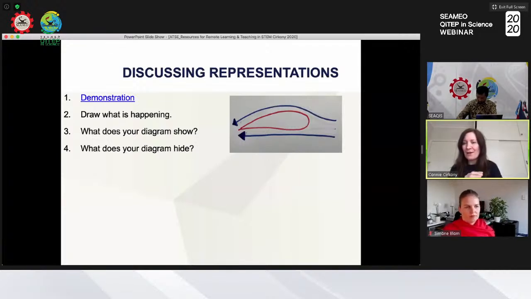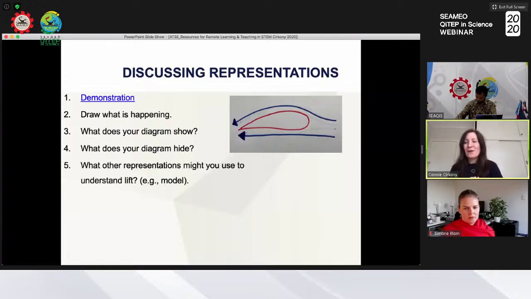It's not just a diagram to understand lift. There's actually a lot more going on. And so another question might be, well, what other representations might you use to understand lift? And maybe they'll take a model, create different paper airplanes, and maybe modify some things with those airplanes, right? So you see how these discussions around different kinds of representations really bring out students' understanding of a given concept.